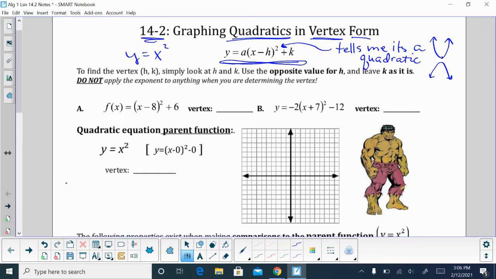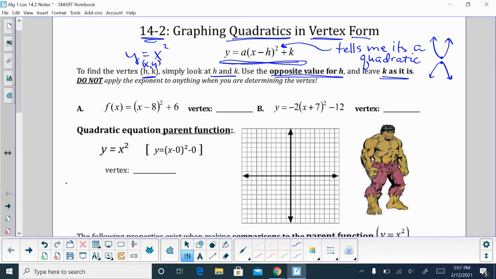A vertex is kind of either the low spot or the high spot for the parabola, depending on which direction it's opening up. So to find that vertex, which is actually a point, an x, y value that we can graph, we simply have to look at what h and k is, given the information we have. So here's some clues. We use the opposite value for h, and we leave k just as it's given to us. So we'll practice this a little bit, but those are good tricks of the trade that works every time.